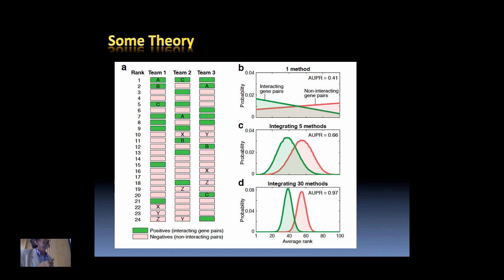If you do this, then it makes a lot of sense that the following will happen. I am aggregating the ranks and doing the average rank from this distribution. That means that I will be converging to the average of this distribution, which is here. And the negatives will be converging to the average of this distribution because I'm doing the average rank, right? Now, if I aggregate 5 methods, it might look like this.